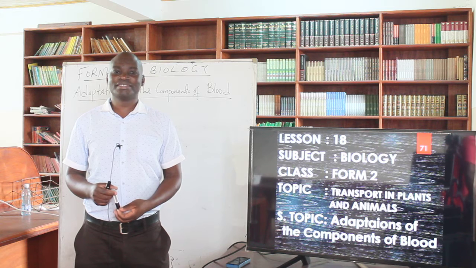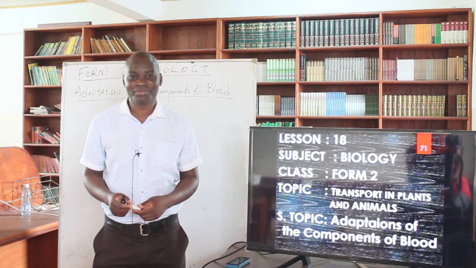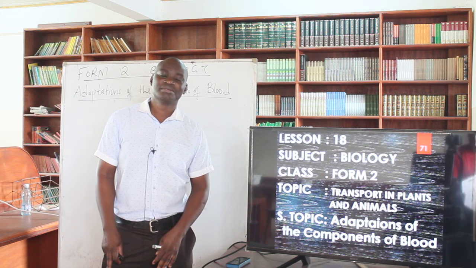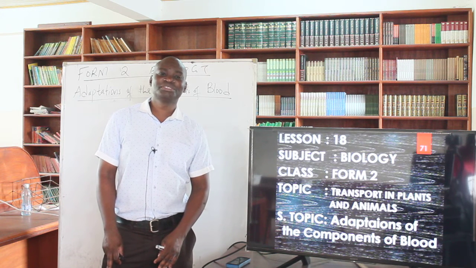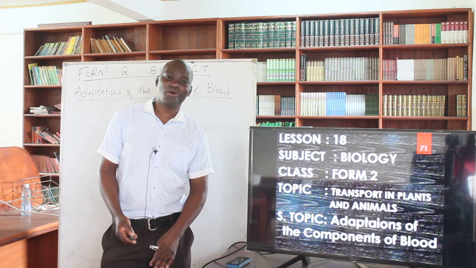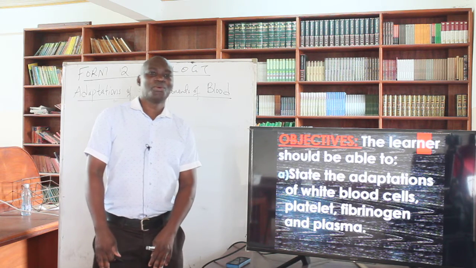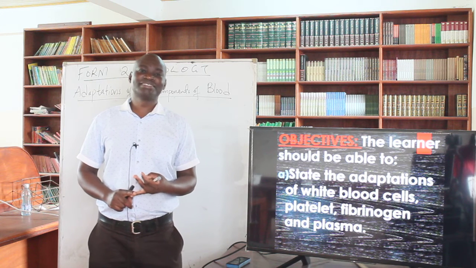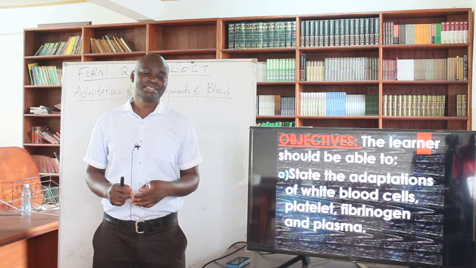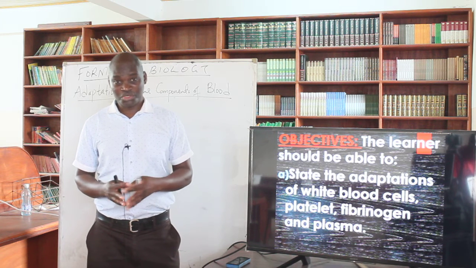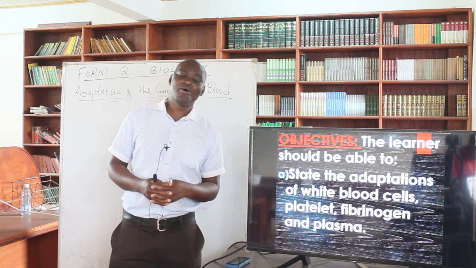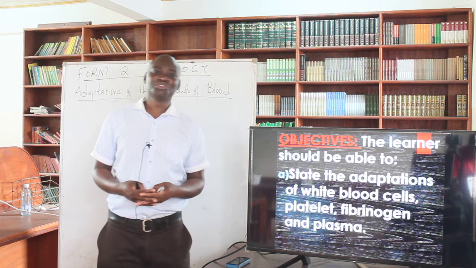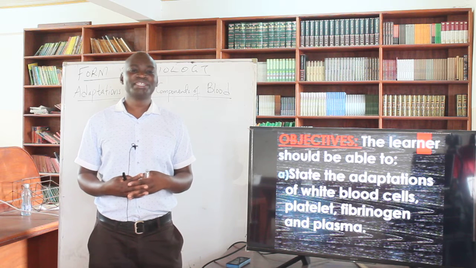The subtopic is adaptations of the components of the blood. So we are still dealing with transport in plants and animals, specifically transport in animals, under the components of the blood. We have discussed the plasma, red blood cells, white blood cells, and the platelets. So today we are going to look at how the components of the blood are adapted. Remember, we have talked about the adaptations of the red blood cells, so we are not going to repeat that.